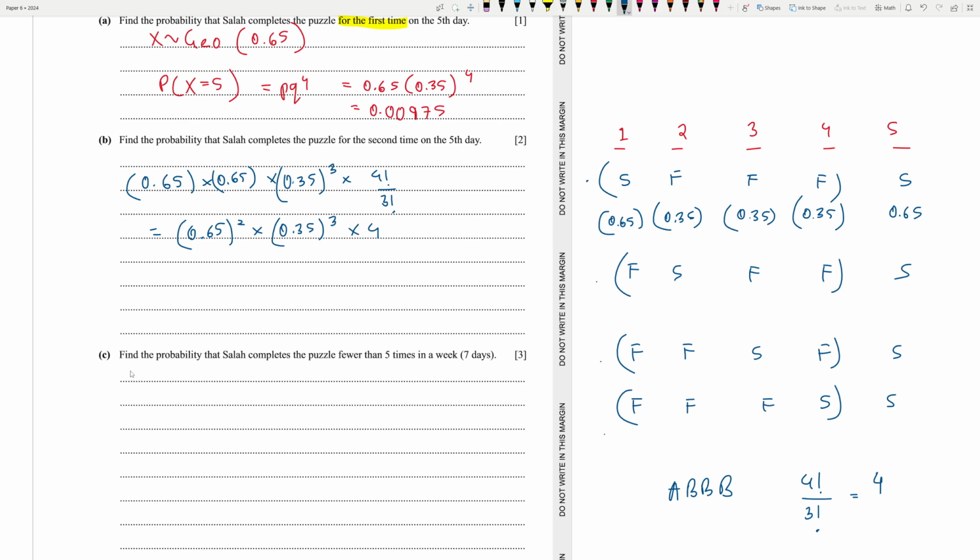cube times 4. This is what they wrote in the mark scheme, but without explanation. I just explained it to you guys. That's why I'm here. I got you guys. That is the answer. Find the probability that Salah completes the puzzle fewer than 5 times in a week. Okay.